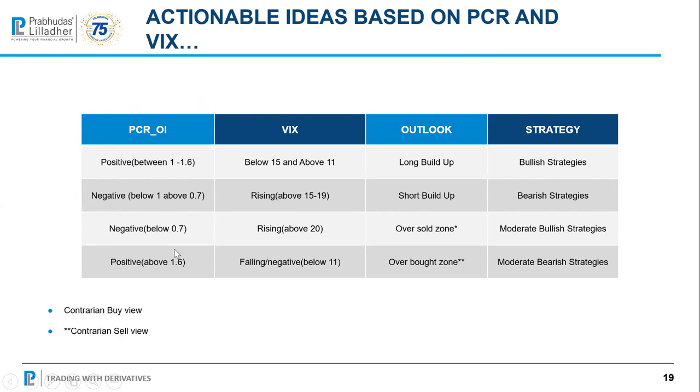Likewise, when PCR is negative and VIX is rising, that is above 20, that means we are in the oversold zone. That means people have sold a lot. We can see a cat bounce, as we say, a mild pullback. So we can go for moderately bullish strategies. Likewise, when it is an overbought zone, we can go for moderately bearish strategies.